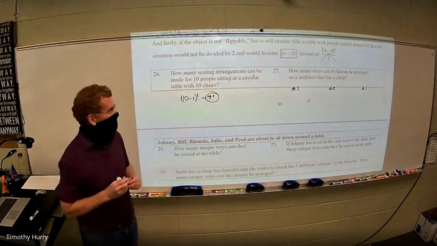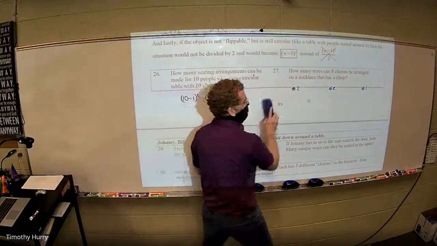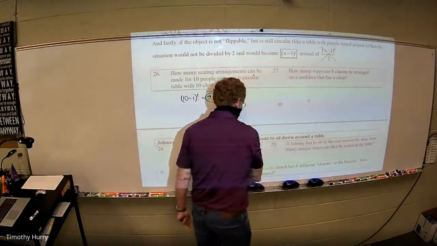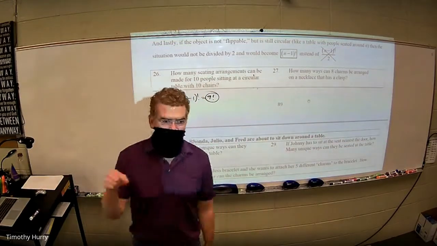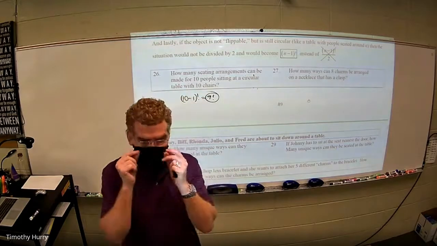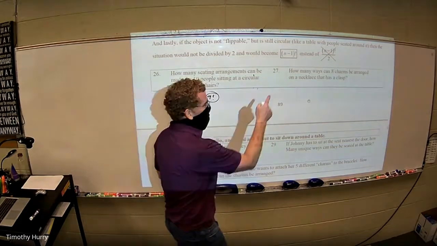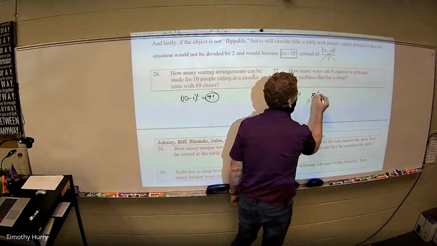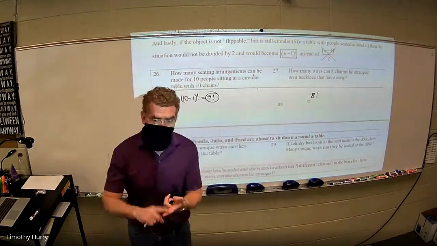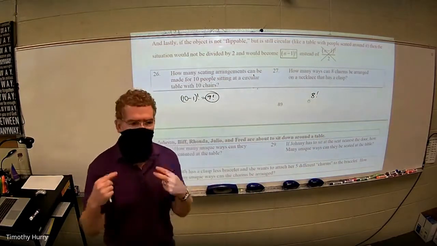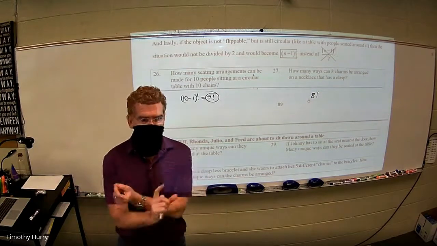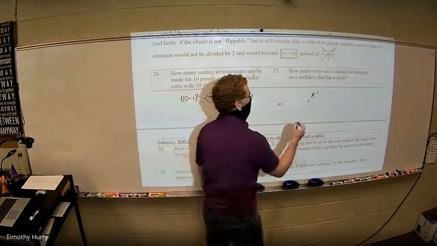It's 9 factorial. Now, how many ways can 8 charms be arranged on a necklace that has a clasp? Now, if it has a clasp, is it really considered circular? No. So I'm not going to decrease the 8 by 1. That's definitely going to stay 8 factorial. But because it's a necklace, like a keychain, like a bracelet, it's flippable in nature, isn't it? So I am going to divide by 2.